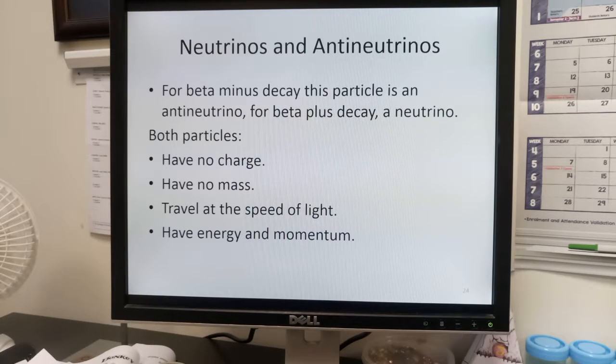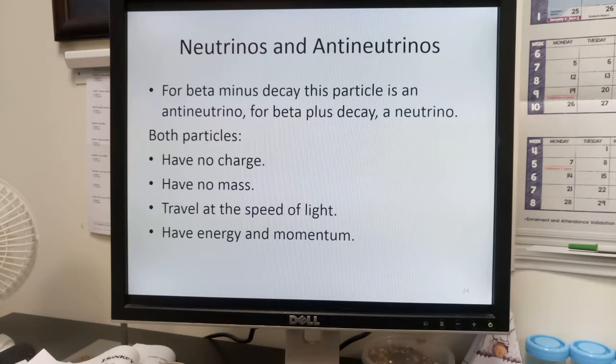Now, as far as you're concerned, neutrinos and antineutrinos. In beta minus decay, the particle is an antineutrino, which is snake with the lid on the box. In beta plus decay, it's a neutrino, which is snake with no lid. Neutrinos have no charge, no mass, they travel at the speed of light, and they have energy and momentum.